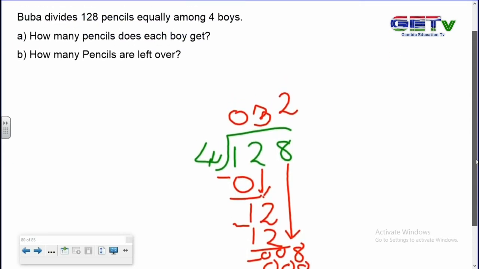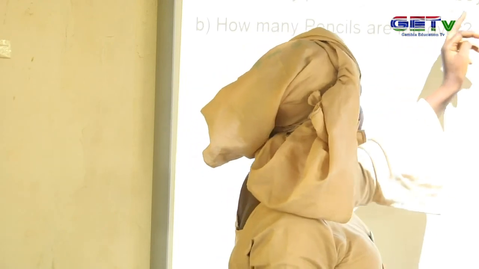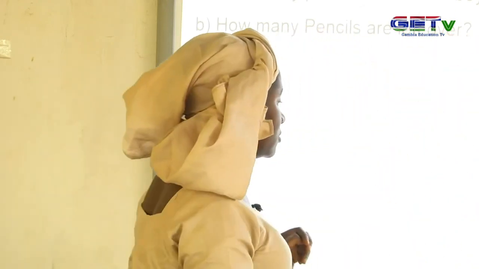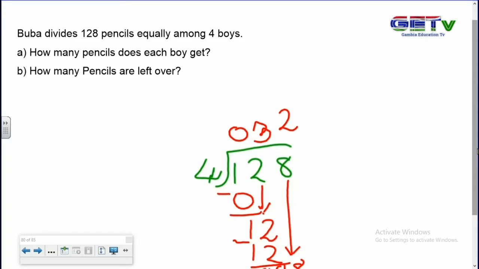The question reads, how many pencils does each boy get? By dividing 128 divided by 4, each boy will get 32 pencils.